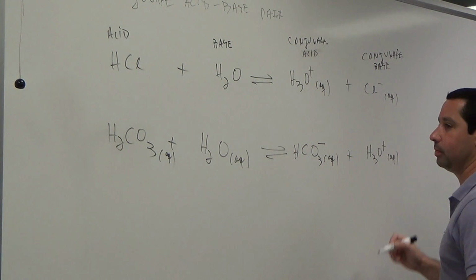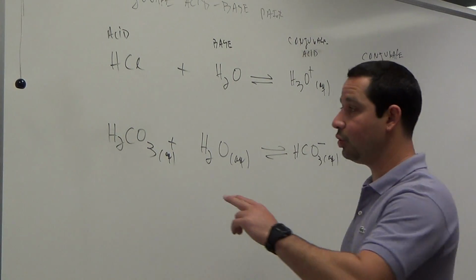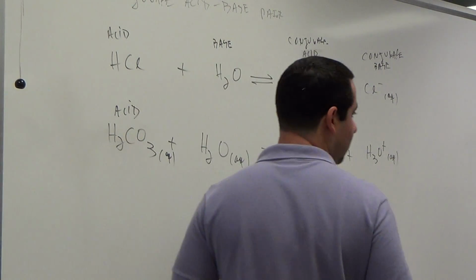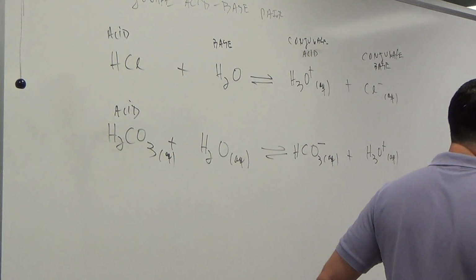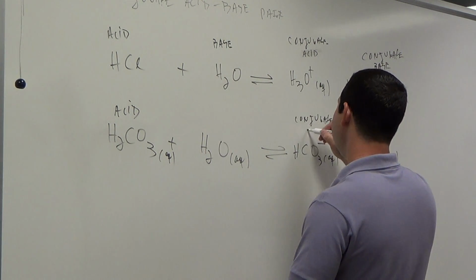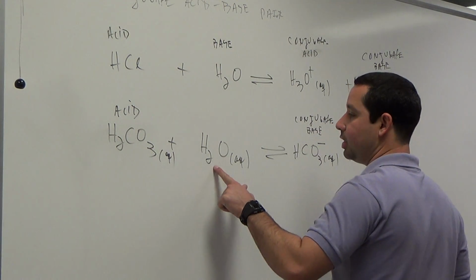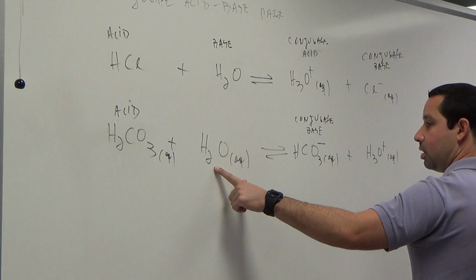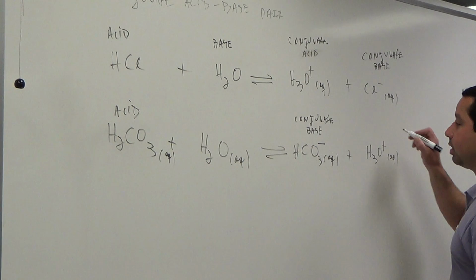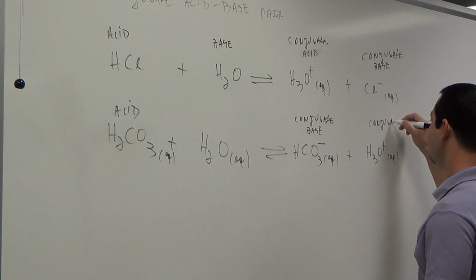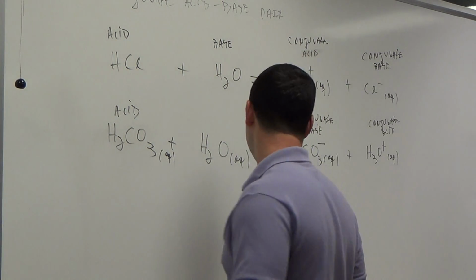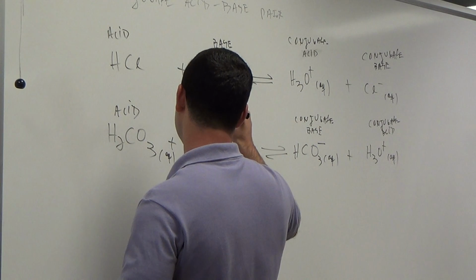This thing here, H2CO3, is what? The acid. And the acid gives away an H+ to become what? The conjugate base. This is the base. How do you know this is the base? Because it accepted a proton to become what? The conjugate acid. So the acid produces a conjugate base, and this here is the base.